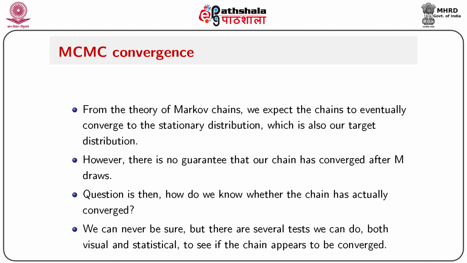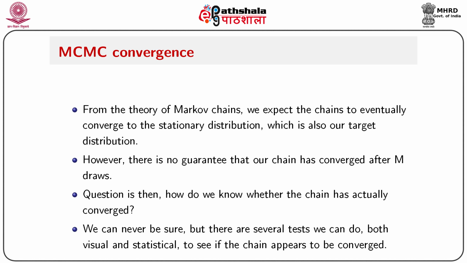Now let's focus on MCMC convergence. Just for demonstrating these convergence methods, I developed a multivariate random walk sampler and use one example to demonstrate it. From the theory of Markov chains, we expect the chains to eventually converge to a stationary distribution, which is also our target distribution. However, there is no guarantee that our chain has converged after m draws. The question is then, how do we know whether the chain has actually converged?